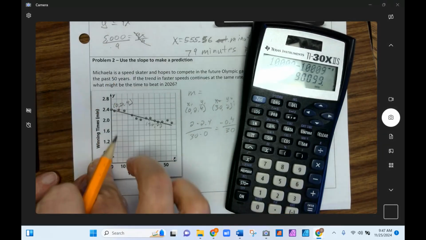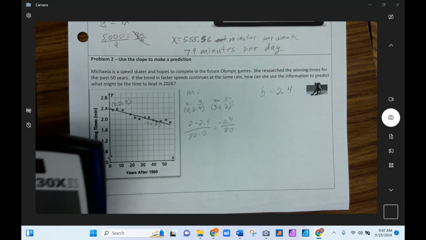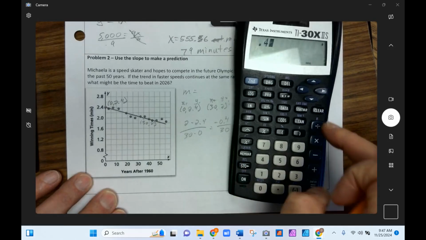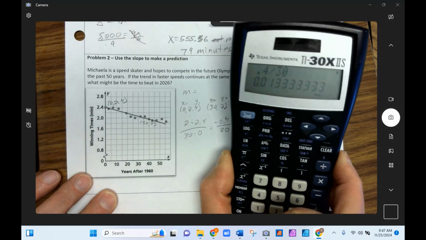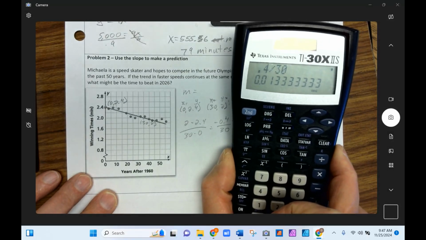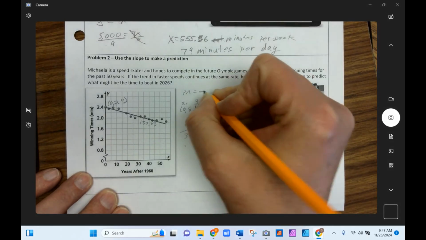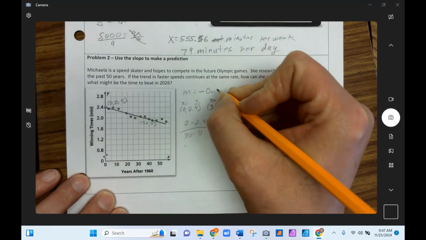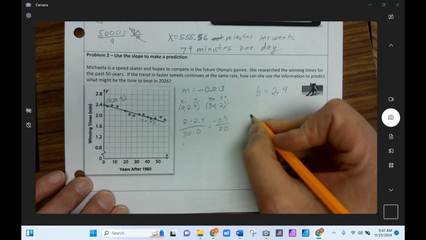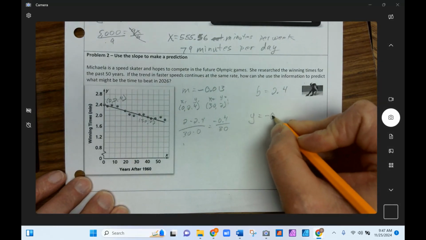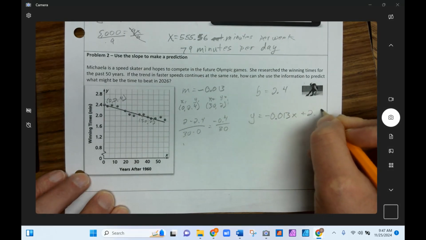And this is going to be the time in minutes. This is how much it's decreasing by. So negative 0.4 divided by 30 gives us, that's how much it's decreasing, negative 0.013. So our equation is y equals negative 0.013x plus 2.4.